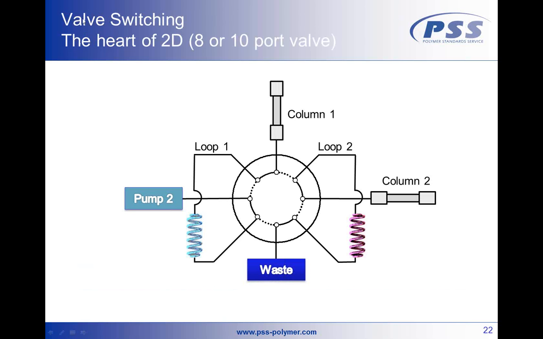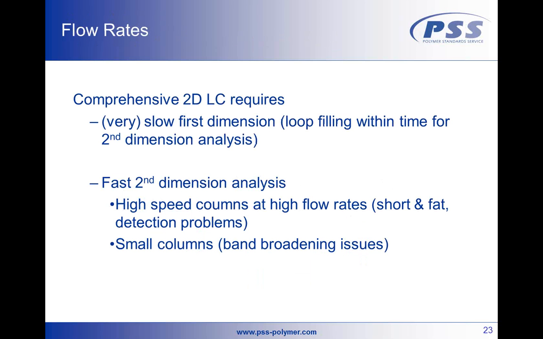I told you that in our two-dimensional chromatography we have this loop filling procedure. We have to analyze one loop while the other one is filled, and vice versa. So that means during the period that we run our size exclusion chromatography, we would like to fill the first loop. And that means, because you know size exclusion chromatography typically requires 40 to 45 minutes approximately, we have to use very low flow rates in the first dimension to fill the loops, and in the second dimension we have to be as fast as possible. So flow rate is certainly an issue.